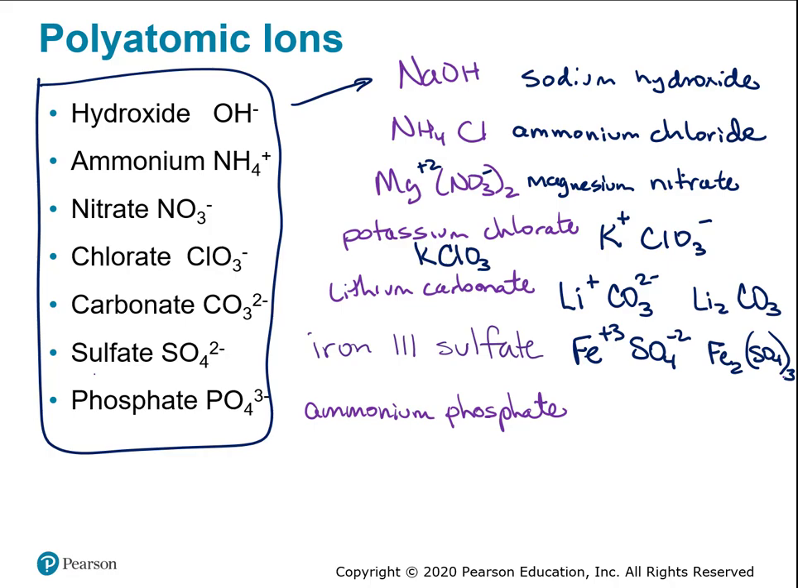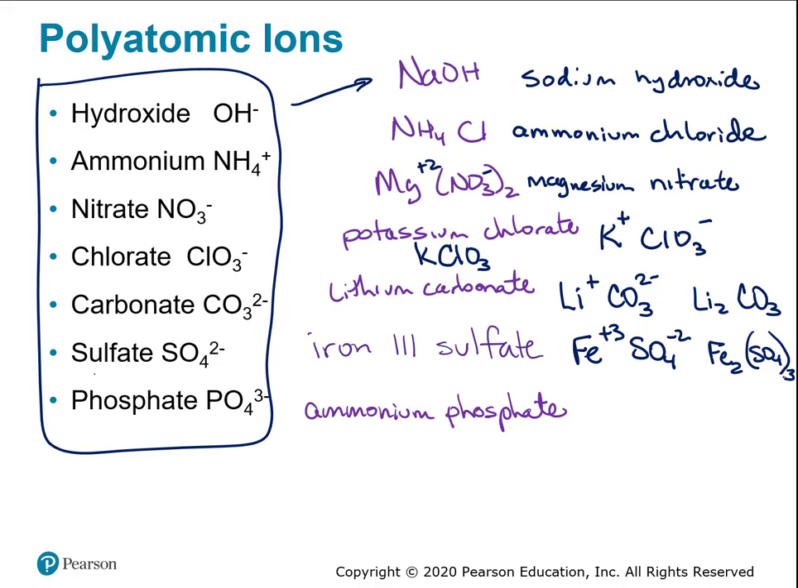The charge on the iron tells me how many sulfate. The charge on the sulfate tells me how many iron. So I'm just swapping like I did before. But if you have a polyatomic and there's more than one, always use parentheses and then you put the number outside. I don't break it down.